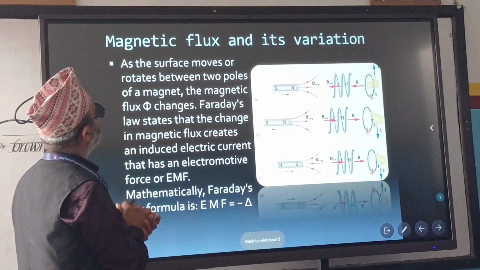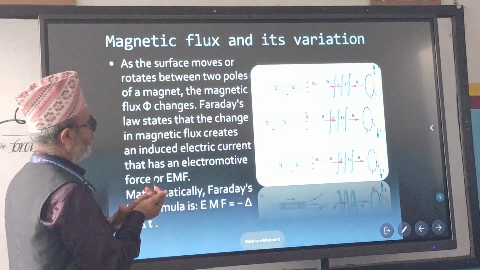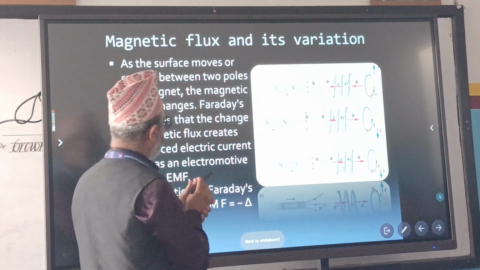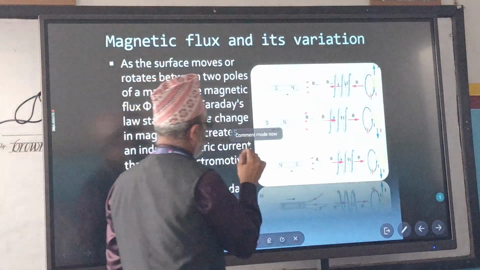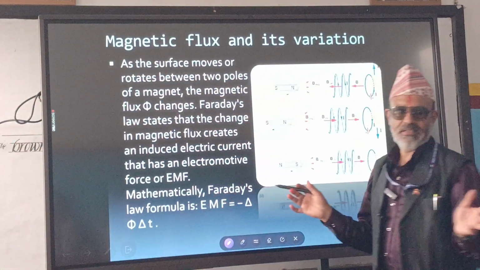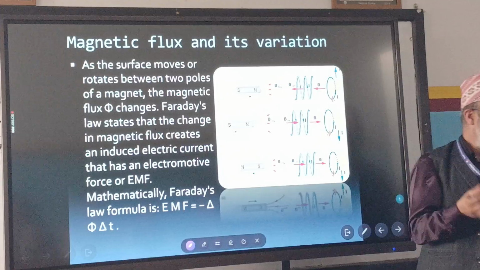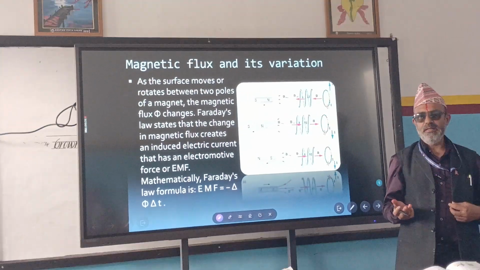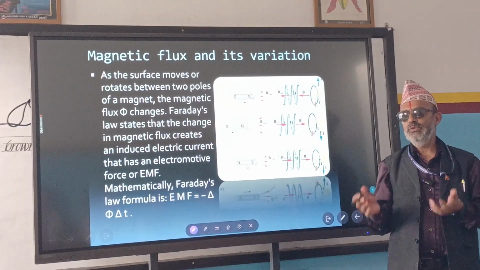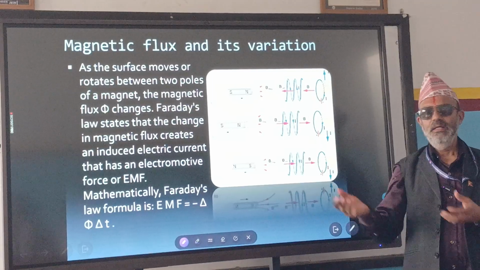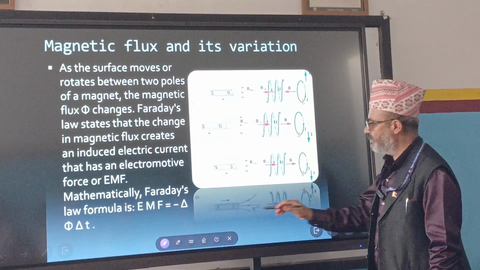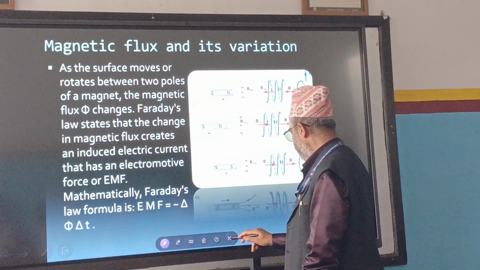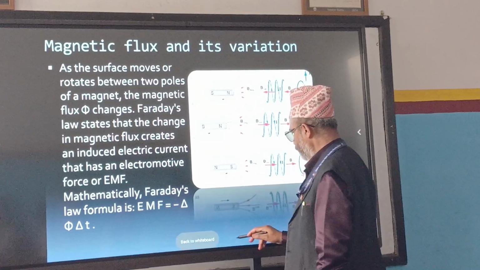The next one is magnetic flux and its variation. Magnetic flux. Here we have to remember there are different types of magnets: natural magnet, artificial magnet, rod-shaped magnet, U-shaped magnet, horseshoe magnet, electromagnet, etc. One thing to remember.